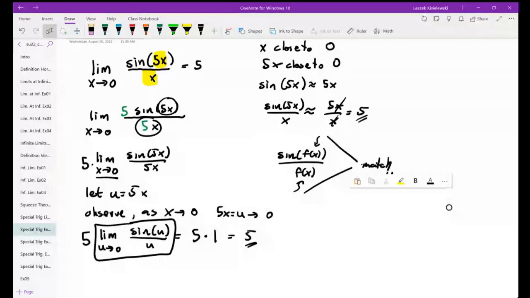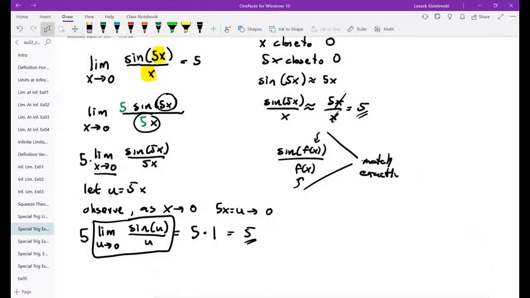Okay. The moral being that if you want to use the special trig limit, the function that's inside of sine has to go to 0. And if that function is inside of sine, that's exactly the function that you need in the denominator before you get to use the special trig limit.